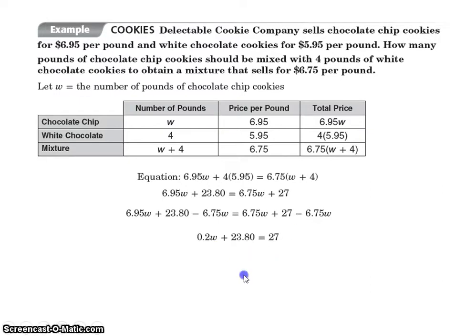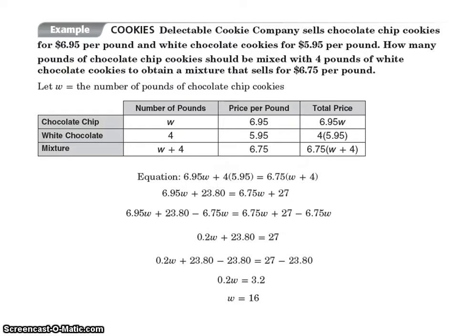Now, let's put our W's together, and we end up with 0.2W. But we still have to move $23.80 to the other side. So it's add, so we're going to subtract it. And then we're going to put a decimal behind our 27 and subtract. We're going to get 3.2. And now we're going to divide by 0.2. We find out that we need 16 pounds of chocolate chip cookies to make this work out the way it's supposed to.